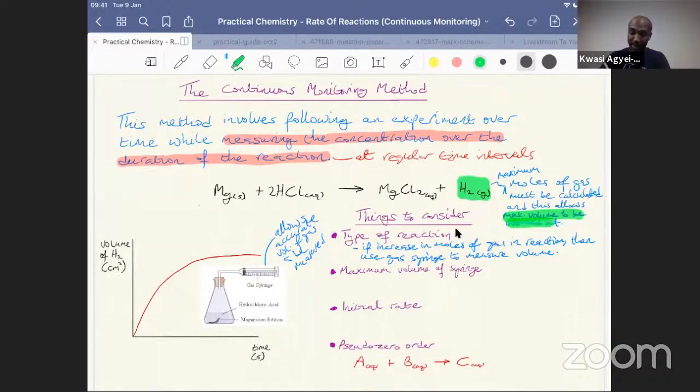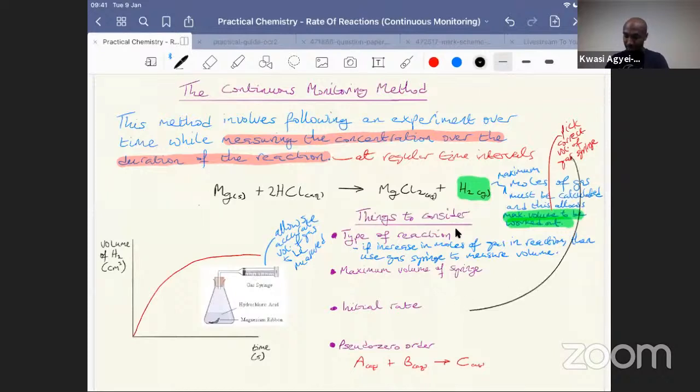So knowing that allows you to pick the correct volume of gas syringe to use. Okay, so that's the point we've just made here. So if I perhaps link that back to there. Okay, good. So that's an important consideration in choosing your equipment.